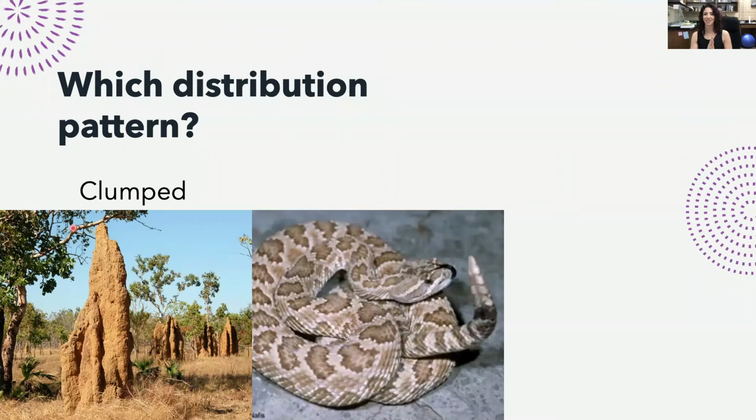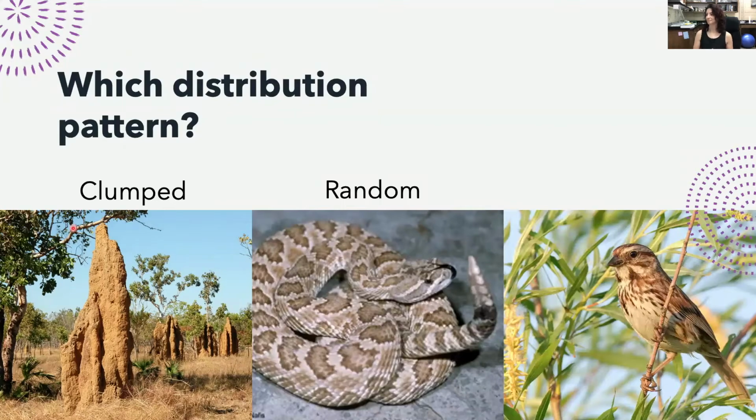Next, how about a rattlesnake? This would be a random population distribution. They would pretty much be scattershot everywhere depending upon resources and territory and food. How about a bird? This would be characterized by a uniform distribution.